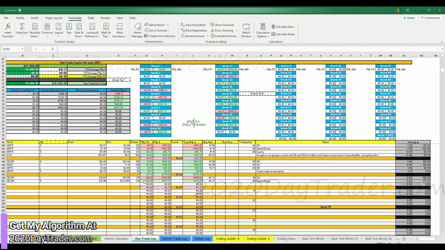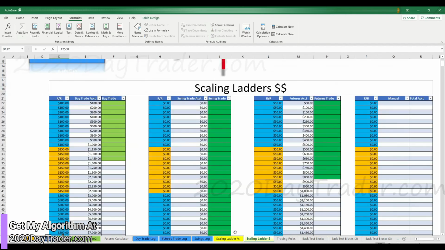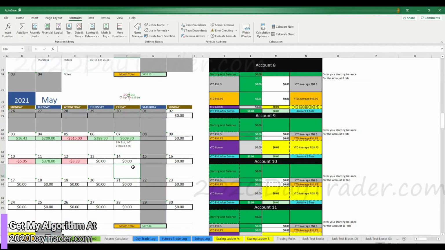All right, so here we are in the log. So today, $3.34. I got our switchback, speed bumped it. All good. So scaling ladder, that doesn't really affect us. We're still 3 bars in, so hopefully we can keep that rolling. And then for the month, we're at 977, so pretty sweet.